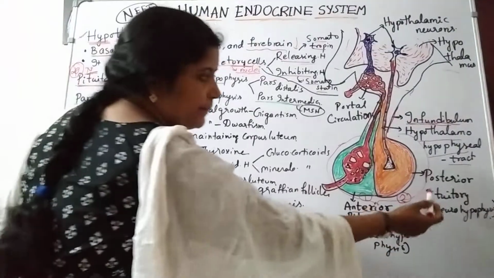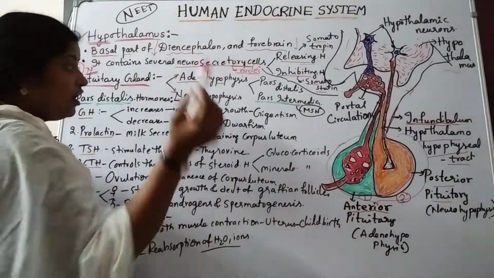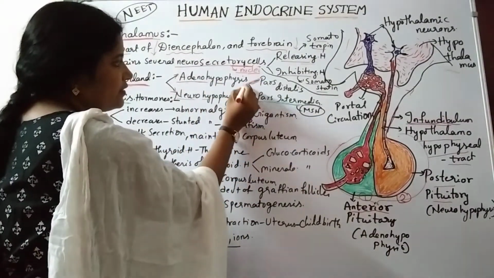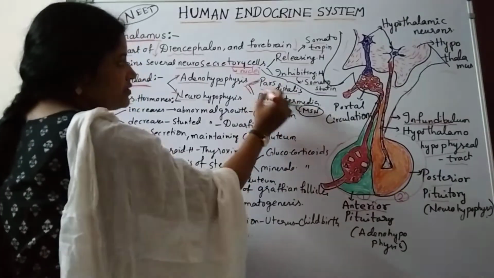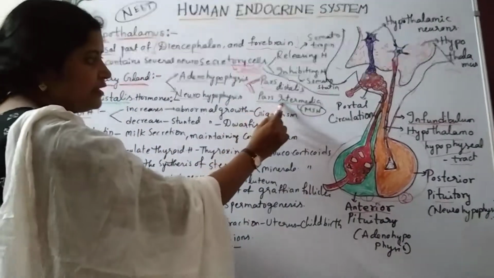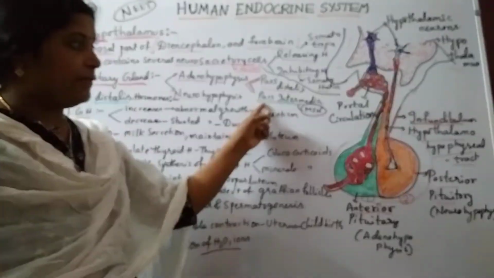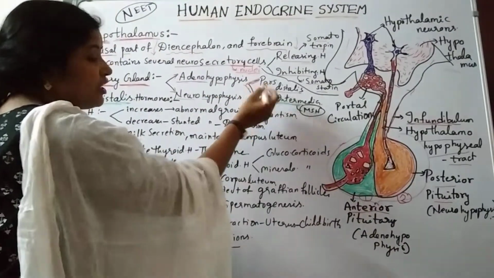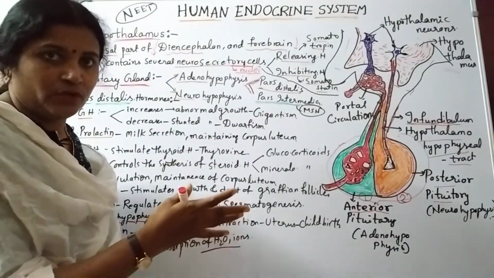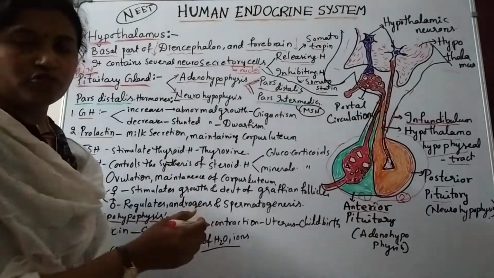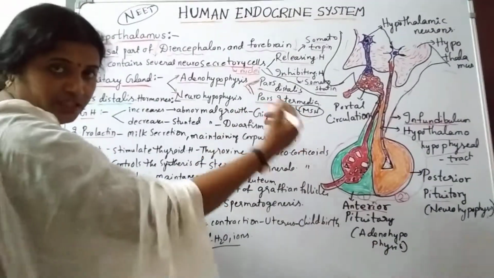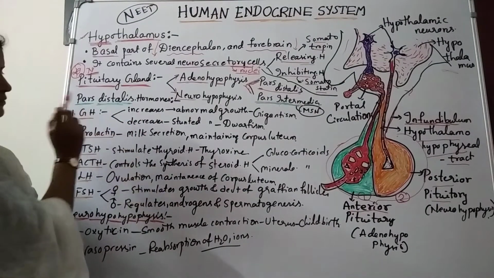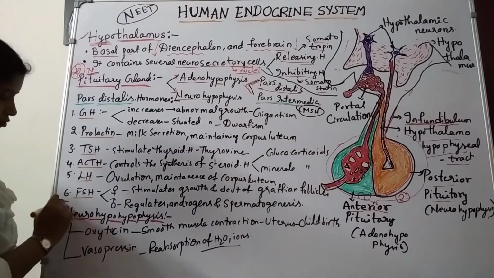The adenohypophysis is again divided into two portions: pars distalis and pars intermedia. Pars distalis is very important here because it releases the maximum hormones. You should know the terminology mainly. Here in the pars distalis, 6 hormones are released.